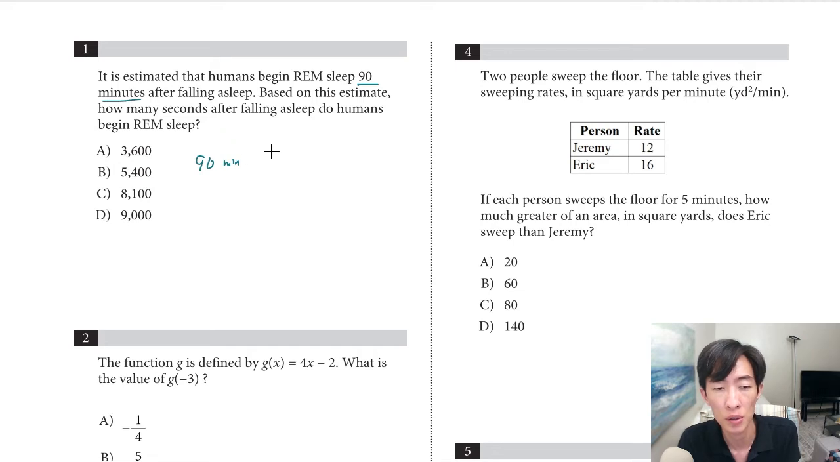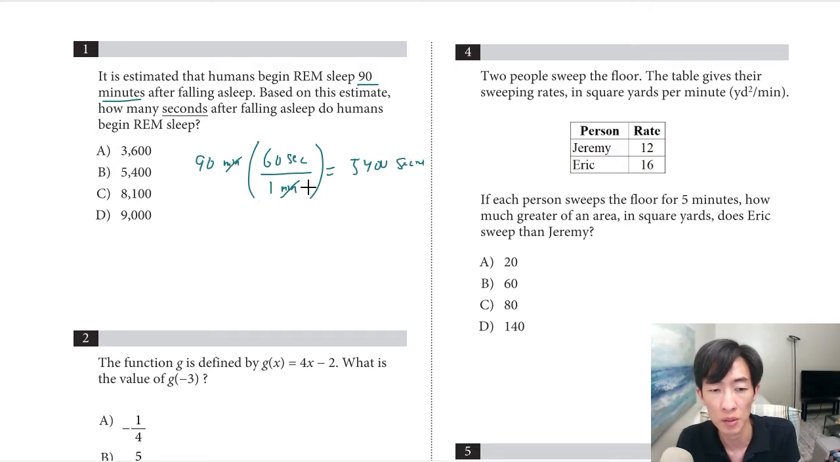The formal way to do this is knowing that there are 60 seconds in 1 minute. You set up a conversion factor, 60 seconds divided by 1 minute. Why do I put the minutes in the bottom? Because the units cancel out. And then 90 times 60 is obviously going to be 5,400, and you're left with seconds.